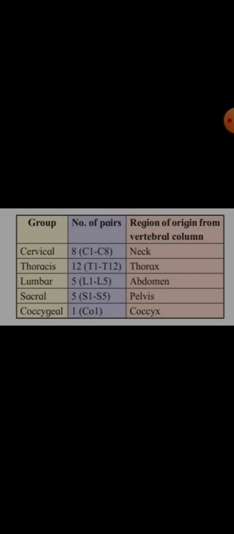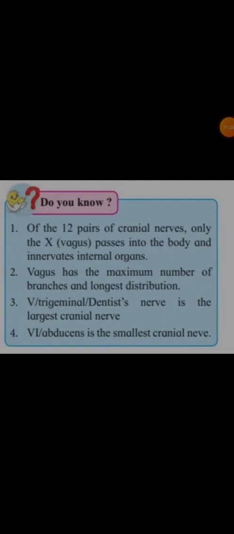The region of origin from the vertebral column: they arise from the neck region. Then thoracic are 12 in number, that is from thoracic 1 to thoracic 12, and they arise from the thorax. Then the lumbar are 5, so they are named lumbar 1 to lumbar 5, and they are present in the abdomen. Then the sacral are also 5, from S1 to S5, present in the pelvis region. Then the fifth one is the coccygeal, only one is there, Co1, and it has its origin from the coccyx.